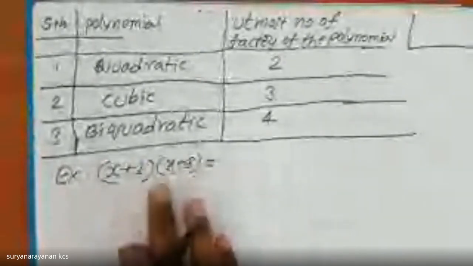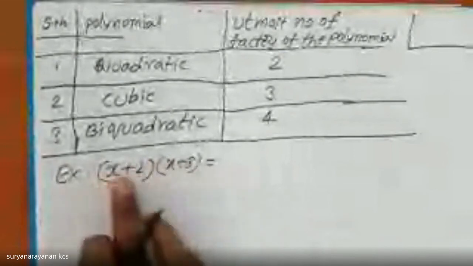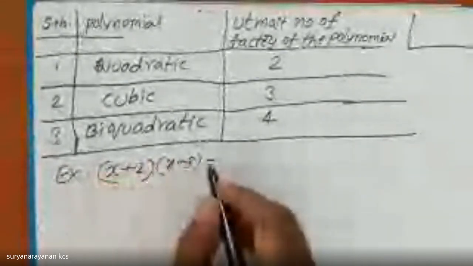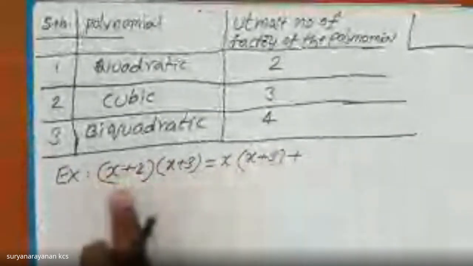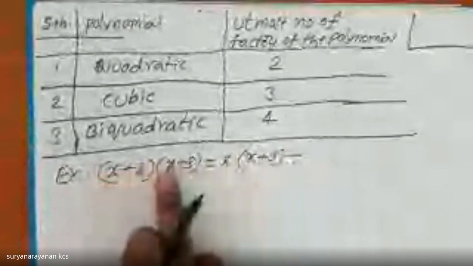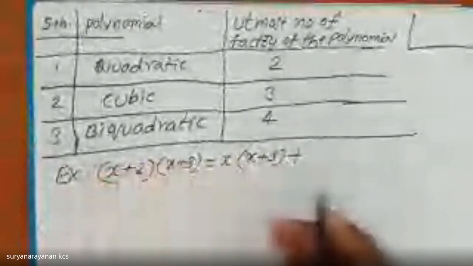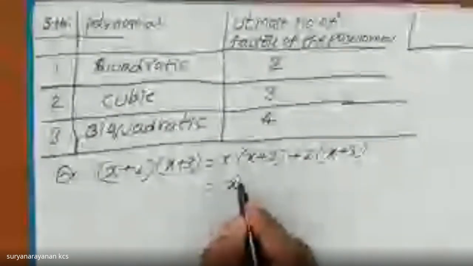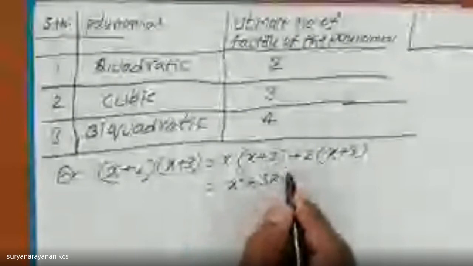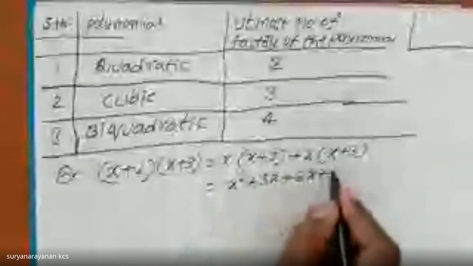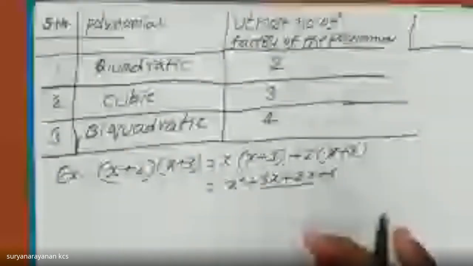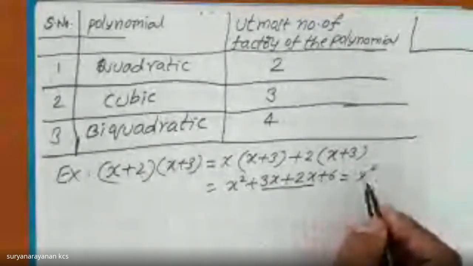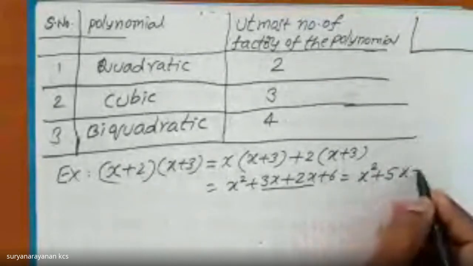Suppose first I multiply these two polynomials. Then what can you tell me? x into x plus 3, plus 2 into x plus 3. Do you know how to multiply a polynomial by another polynomial? Then what will you get? x square plus 3x plus 2x plus 6. Here these two terms are like terms. Finally, what will you get? x square plus 5x plus 6.